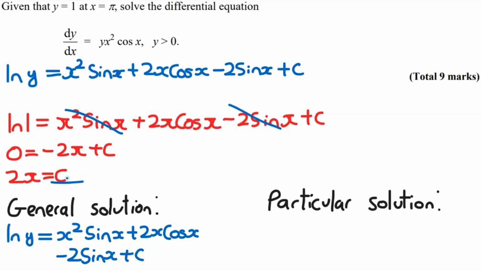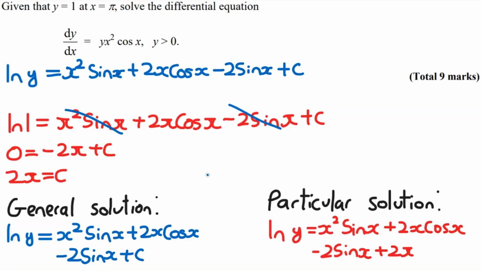So therefore the value of c is 2 pi. So therefore the particular solution to this equation is this here, where c is equal to 2 pi. So that's the difference between the particular solution and the general solution. It's just with the particular solution we know what c is, and this here is the final answer. The question doesn't ask us to rearrange it to make y the subject, so therefore we can leave this side here as the natural log of y.